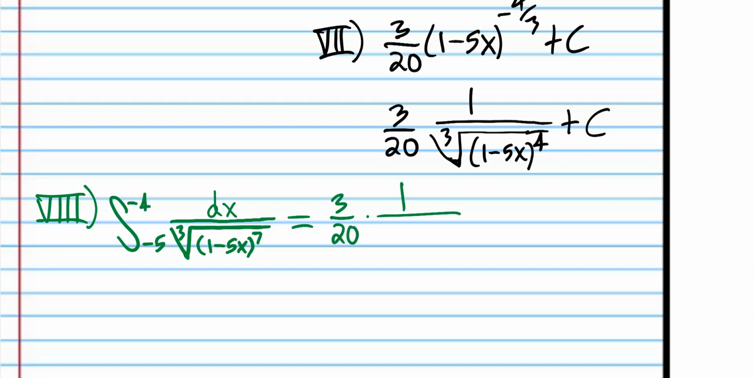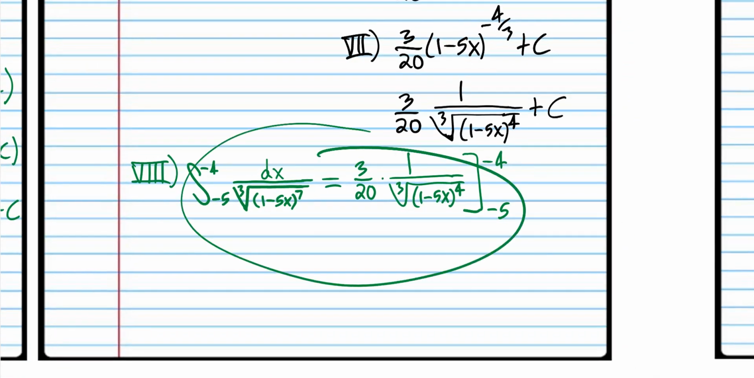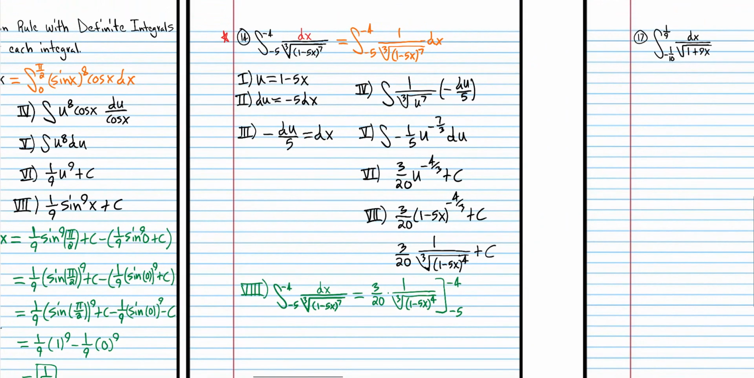times 1 over the cube root of 1 minus 5x to the 4th power, and then we write a bracket, and negative 5 and negative 4 are limits of integration, and that tells us how to use the fundamental theorem of calculus.